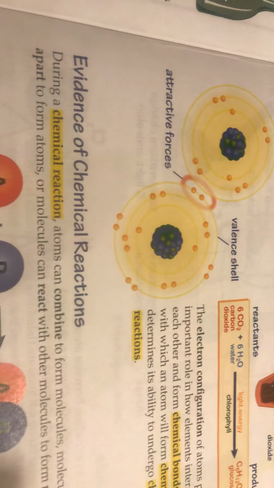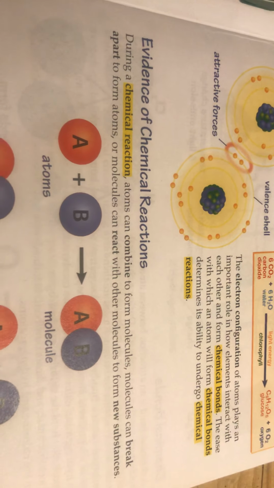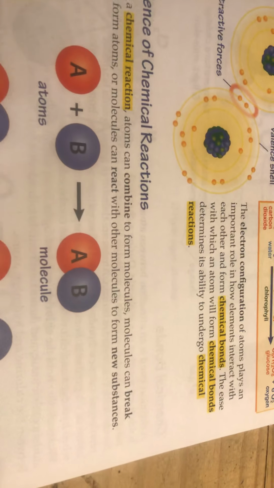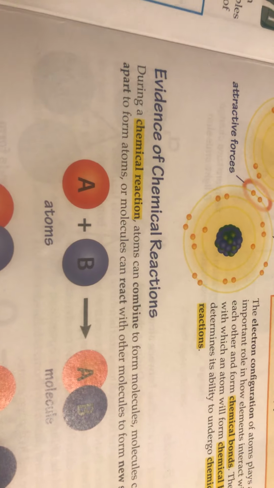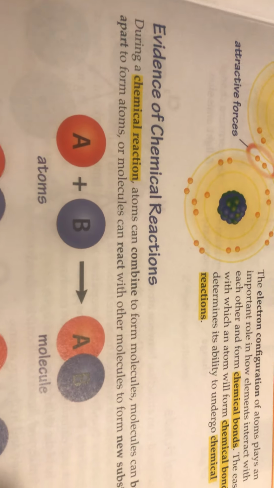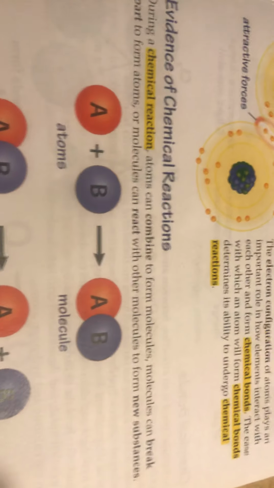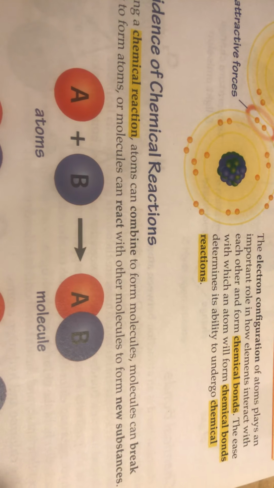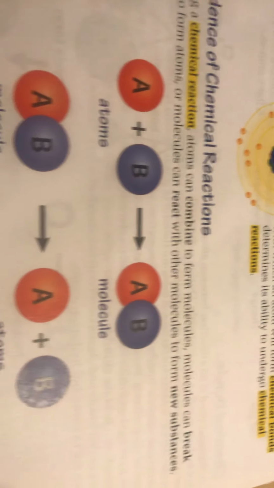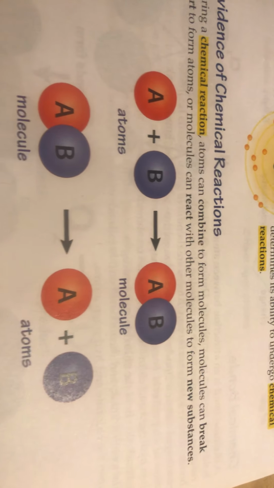Yeah, it is. Okay, evidence of chemical reactions. During a chemical reaction, atoms can combine to form molecules. Molecules can break apart to form atoms, or molecules can react with other molecules to form new substances. So here you see a classic synthesis reaction. A plus B turns into AB. Okay, and that would be the example we use all the time, which is salt.